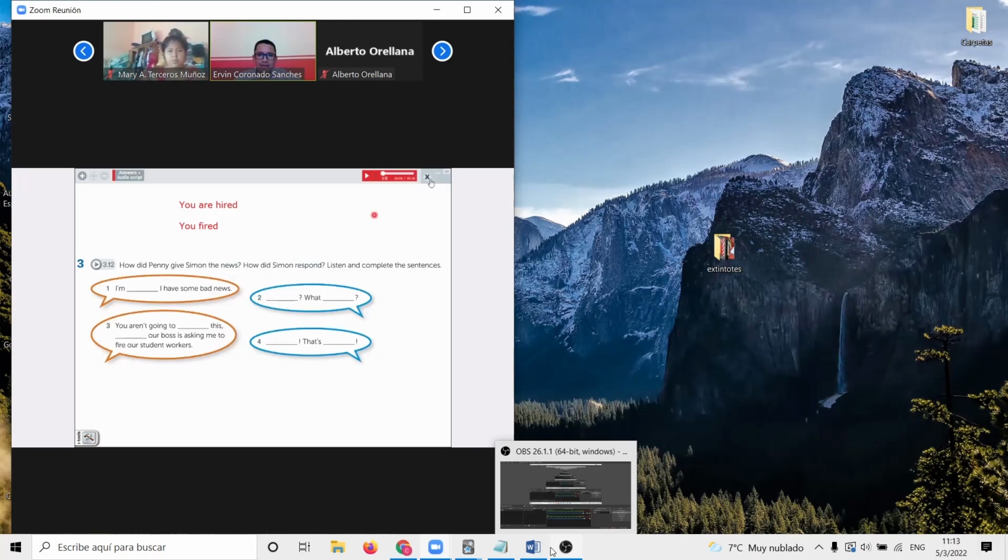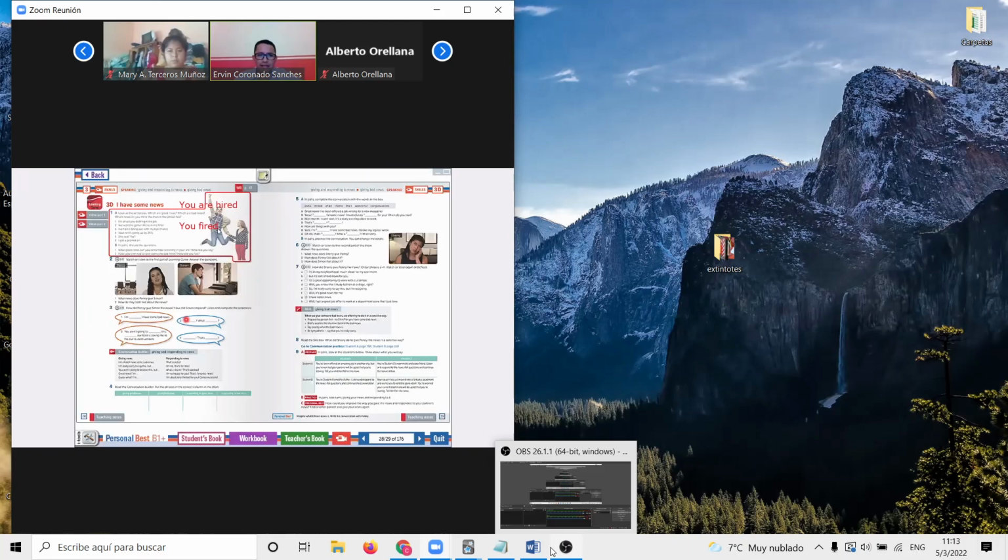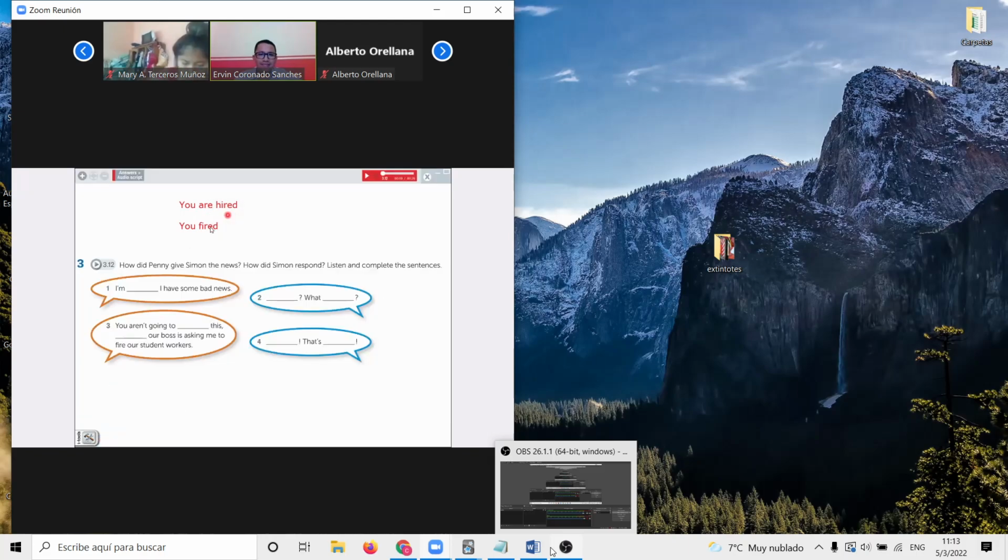Have you ever heard about these phrases right here? Like when somebody says, you are hired or you are fired. It means that you are going to work at this company, you are accepted to work in this company. But fired, just the opposite. I mean, you are not going to work with us anymore. You are fired. Okay, now let's keep moving.